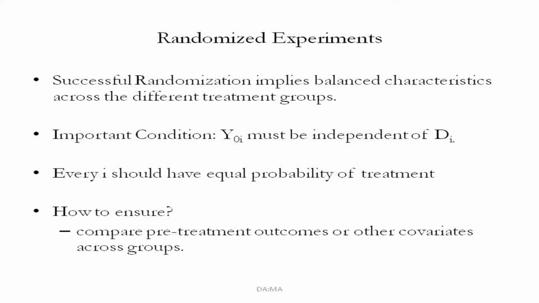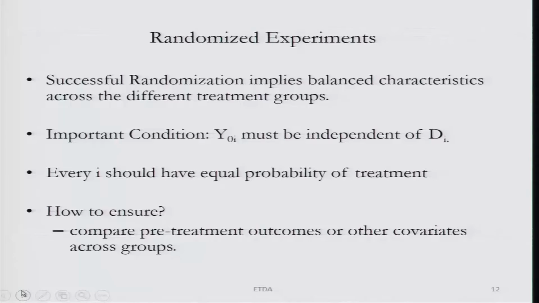Now, before we move on to this specific paper on rainfall insurance, there are a few things we need to consider. In the context of randomized experiments, one of the most important assumptions that we have already discussed is the conditional independence assumption, that y naught i should be independent of d i. Now, how do you actually go about proving this or making sure that this holds?